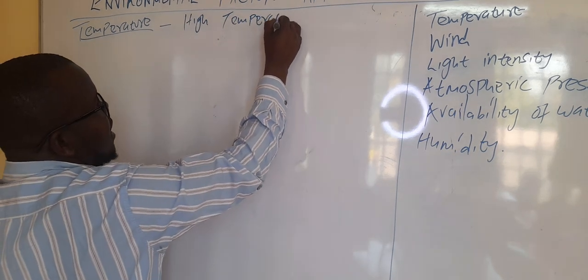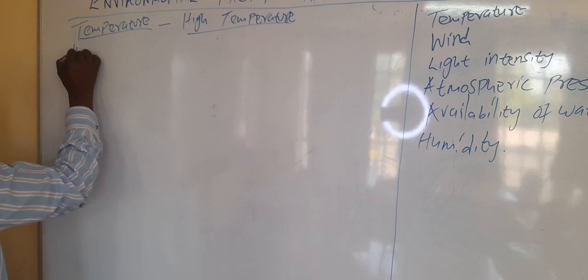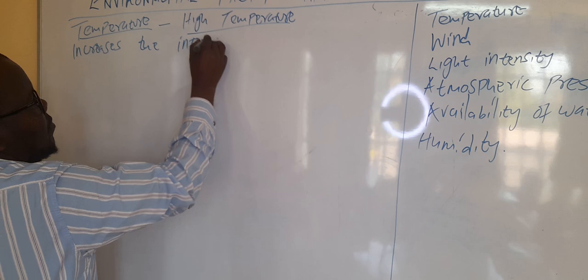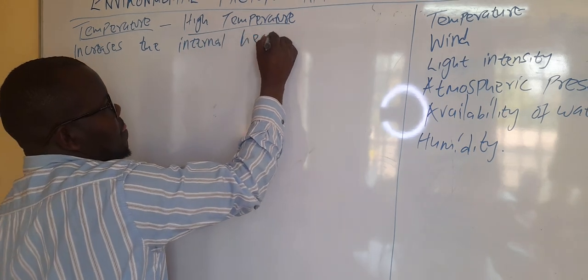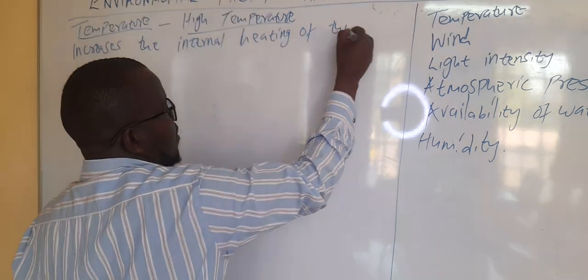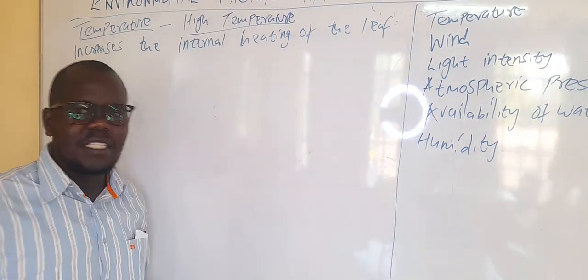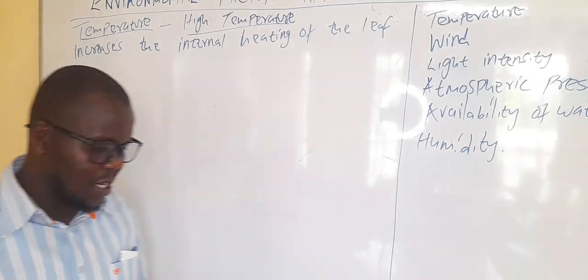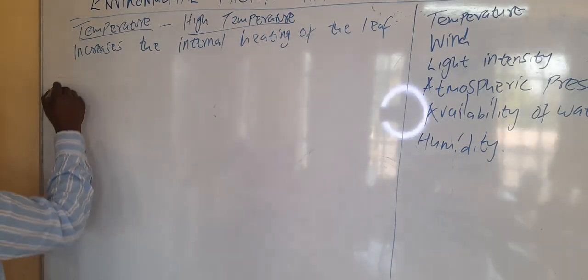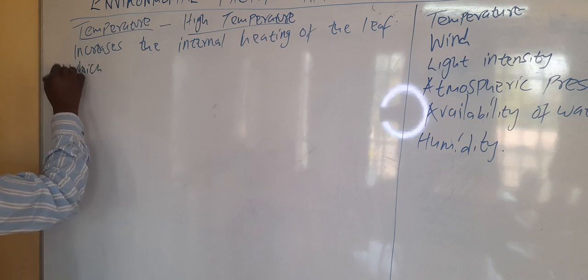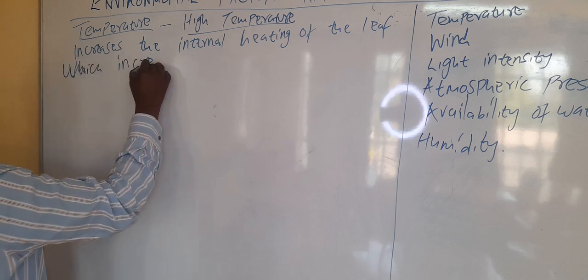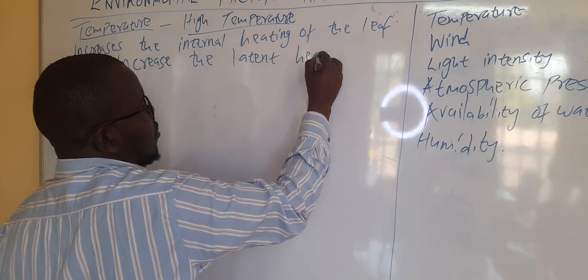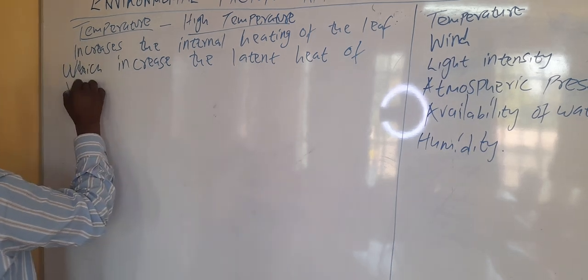And we are explaining that high temperature increases the internal heating of the leaf. When it increases this internal heating of the leaf, it will increase the latent heat of vaporization. So we are saying it increases the what? Latent heat of vaporization.